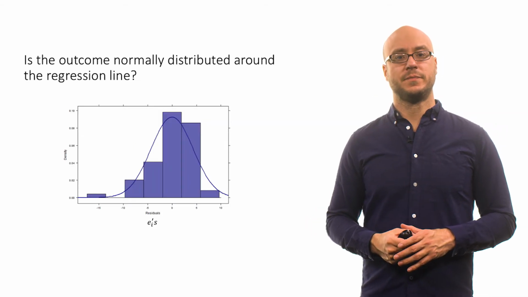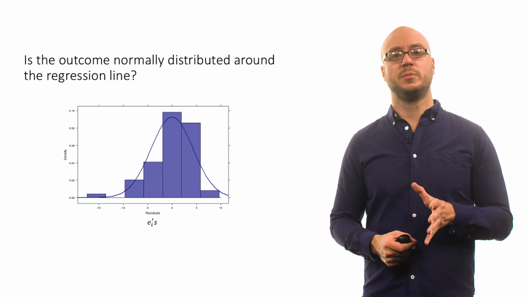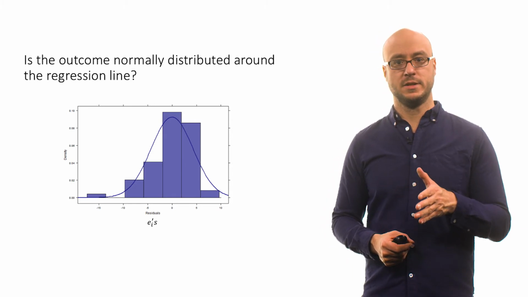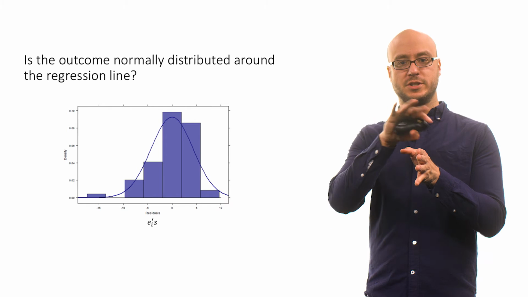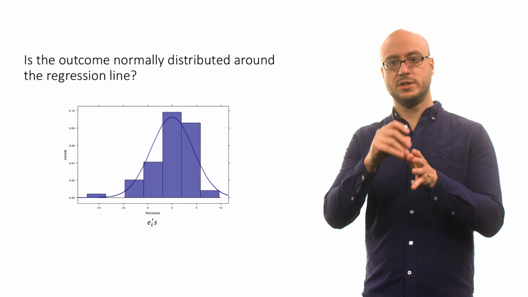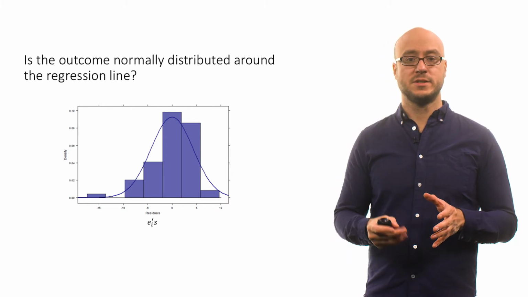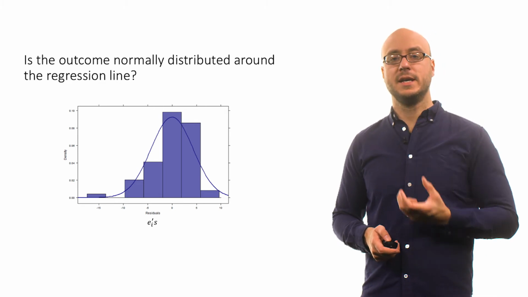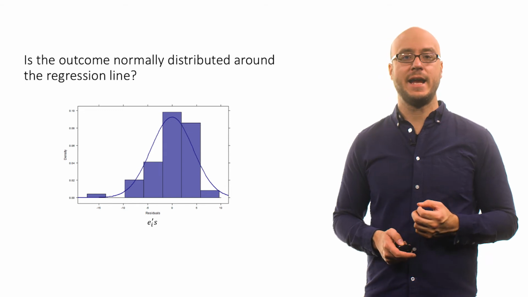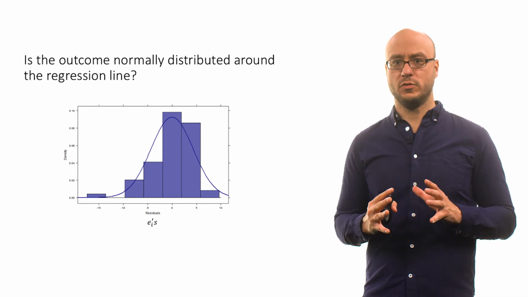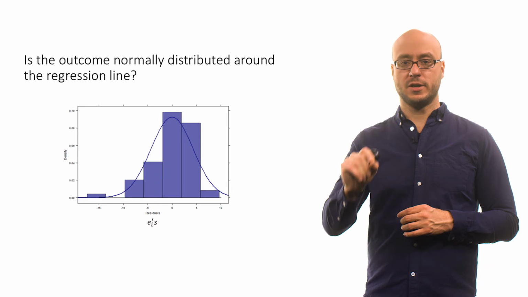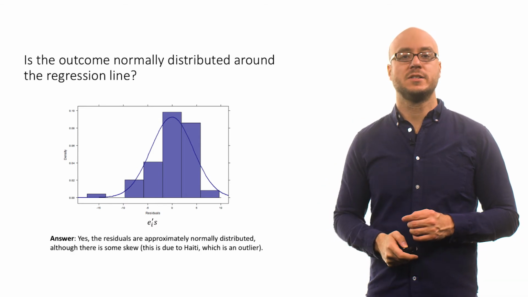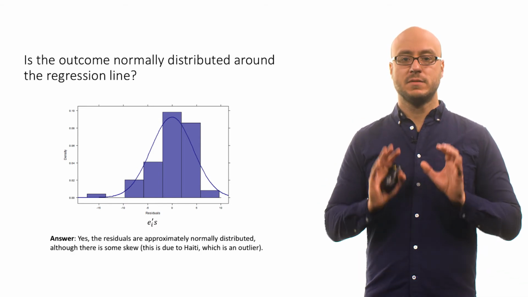Then we might say, well, is the outcome normally distributed around that regression line? So, we're just looking at the residuals around the regression line. Is the outcome normally distributed? More or less, but you can see we also have that outlier of Haiti. That one bin is holding that Haiti outlier, but it's roughly normal. You can see the normal distribution model is overlaid on this histogram. Again, this is approximate.